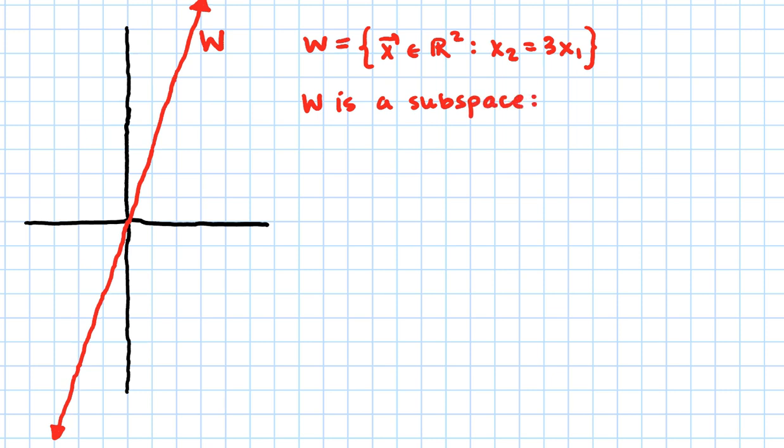Okay. The first condition is: is the 0 vector an element of W? Well, you can see it pretty clearly is, because it goes to the origin, right? That's kind of what we're looking for. So the 0 vector is an element of W. The 0 vector in our case is where x1 and x2 are both equal to 0. Well, it does fit. 0 is equal to 3 times 0, so I'm happy.